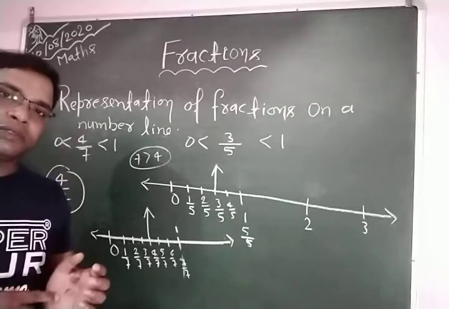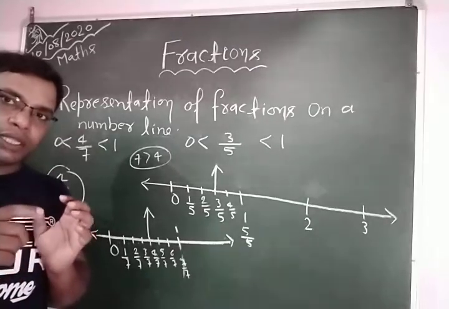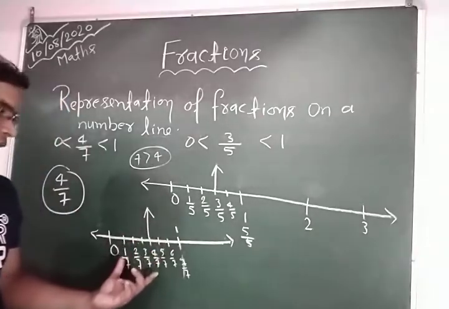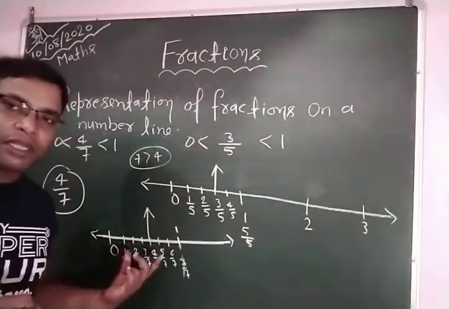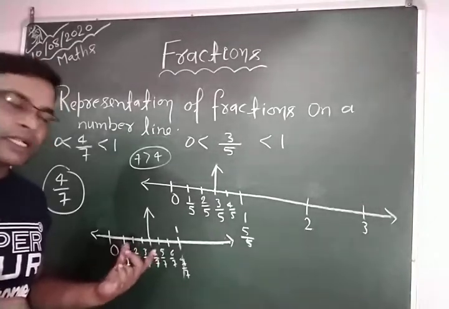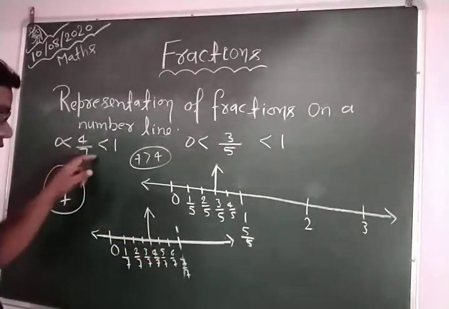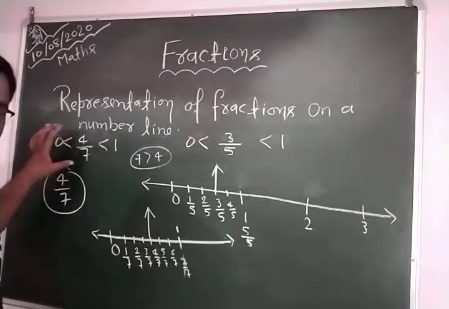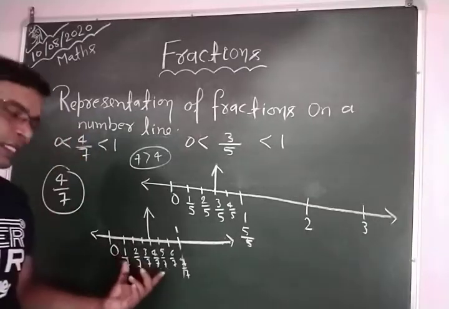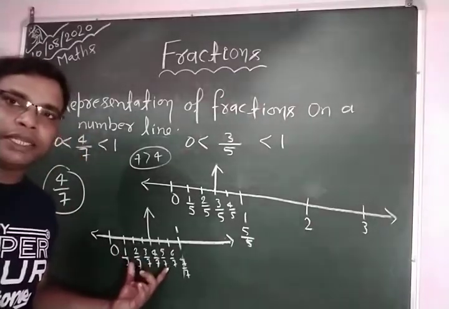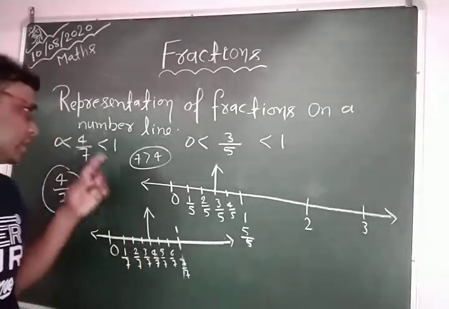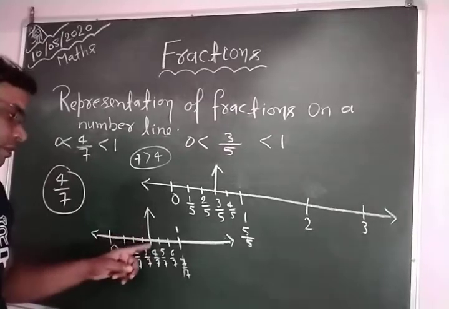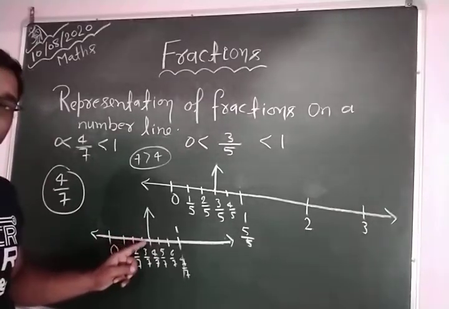Okay, so for this we take a line segment, we divide the line segment between 0 and 1 into as many parts as the denominator. Here the denominator is 7 and this fraction lies between 0 and 1. So we take the line segment from 0 to 1 and divide it into 7 equal parts, because here the denominator is 7. Okay, and now how many parts do we take? 4 parts. 1 part, 2 parts, 3 parts, 4 parts.